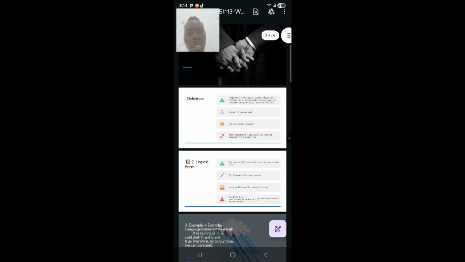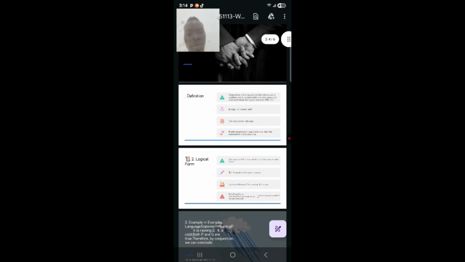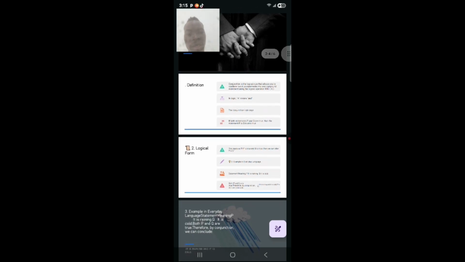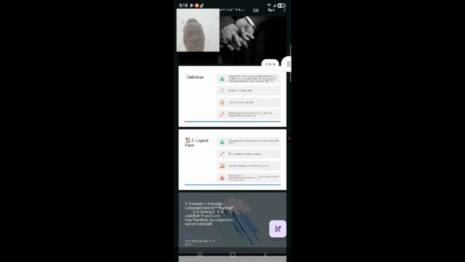The conjunction rule says if both statements P and Q are true, then the statement P and Q is also true. This reads as if P is true and Q is true, then we can derive P and Q.